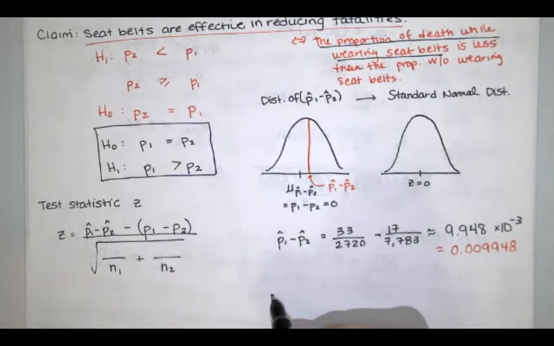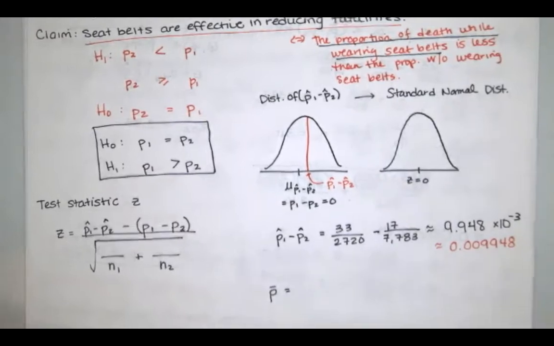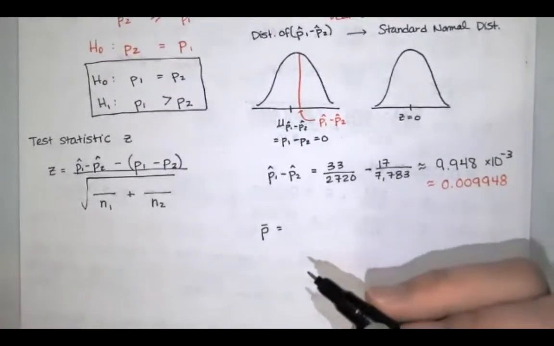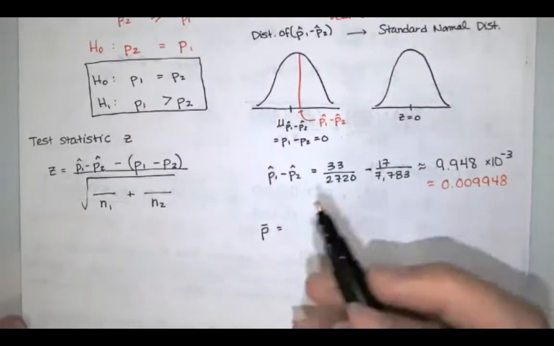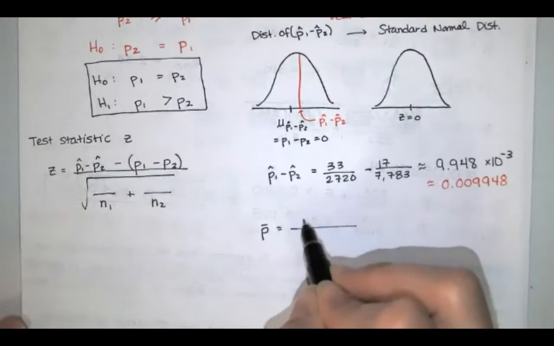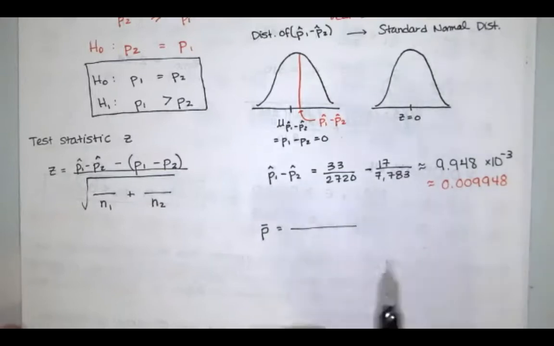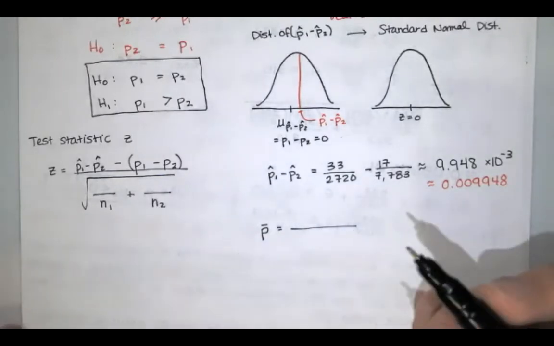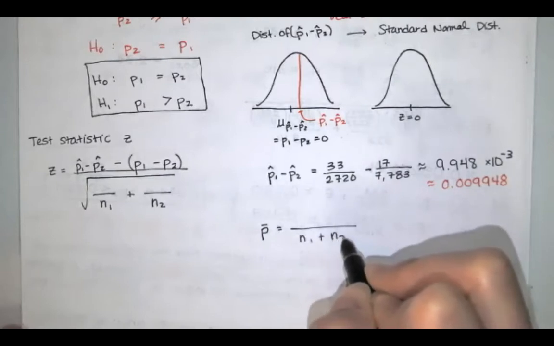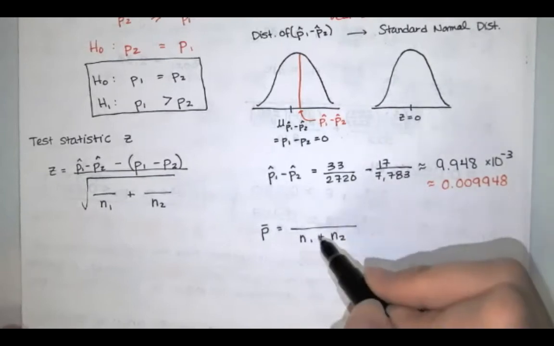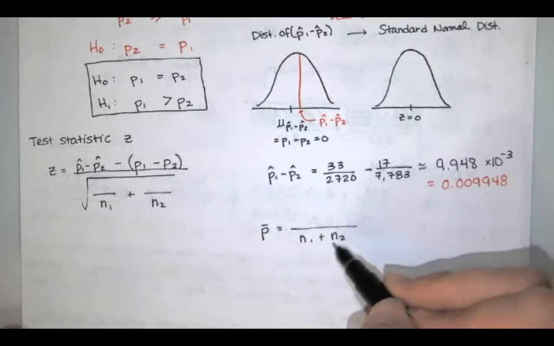So the pooled sample proportion is the proportion of successes in a larger sample. So rather than thinking of these as two separate samples, I'm going to think of them as a single sample. Rather than separating these people into groups of people that were wearing seatbelts and were not wearing seatbelts, I'm going to think of this as a group of people. And how many people do we have? We have N1 plus N2 people.